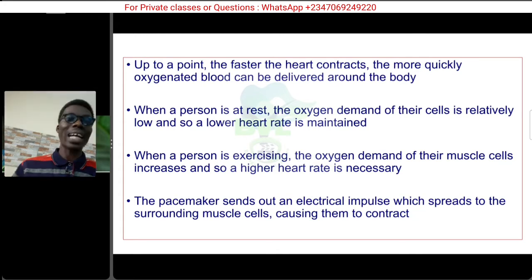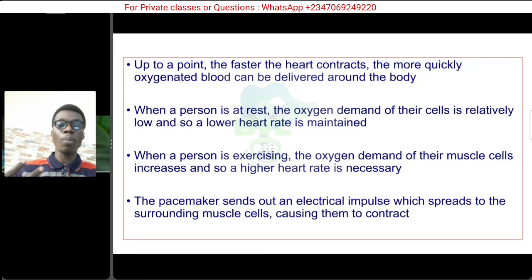When a person is at rest, the oxygen demand of the cells is relatively low, so a low heart rate is maintained. When we are at rest, like I am right now, the heart contracts about 72 beats per minute. If I'm asleep, the heartbeat is about 70, 68, thereabout. However, if somebody is asleep and having a serious nightmare, they can still have quite a high heart rate. On the other hand, when a person is exercising, the oxygen demand of the muscle cells increases, so there's a need for an increase in what? In heart rate.